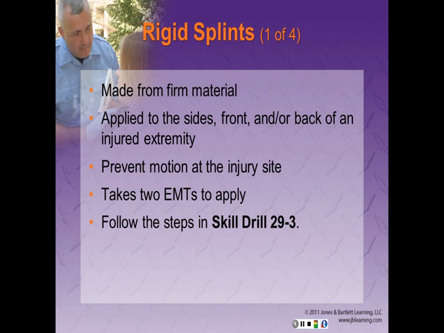Rigid splints are made from firm material. They are rigid and non-formable, and they are applied to the sides, front, or back of an injured extremity to prevent motion at the site. It takes two EMTs to apply a rigid splint, and you will follow the steps in Skill Drill 29-3.